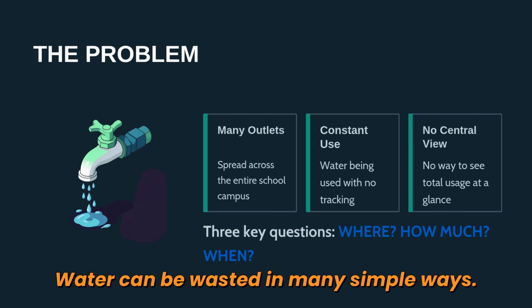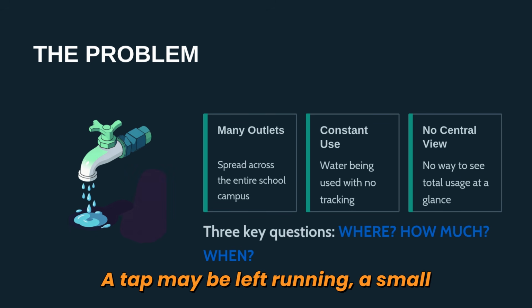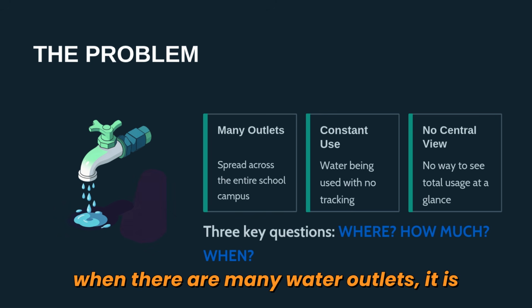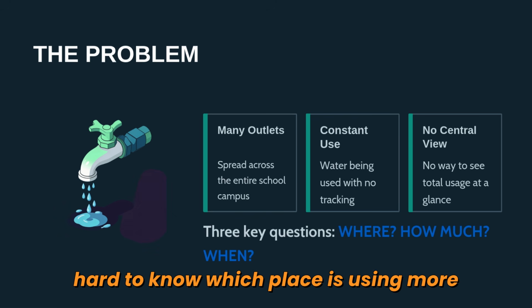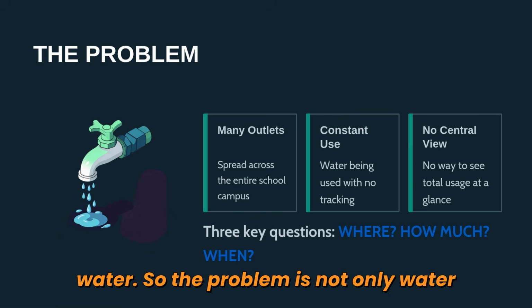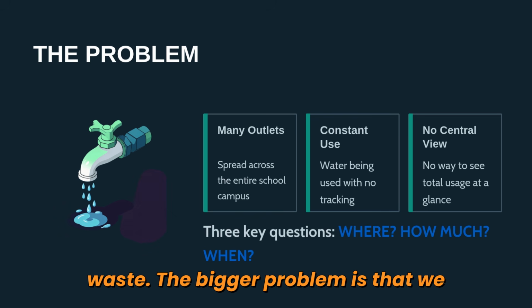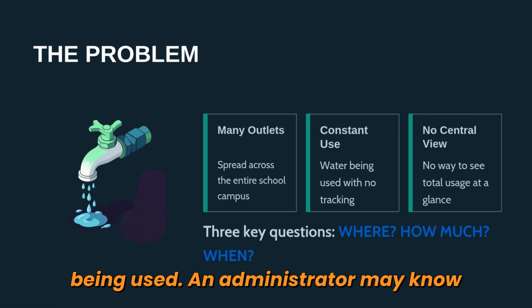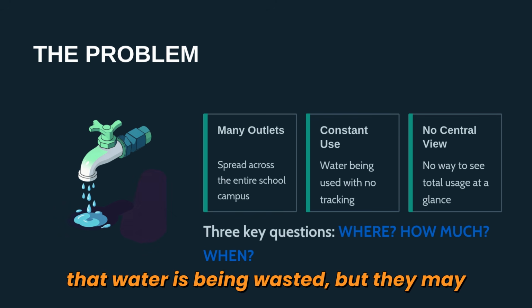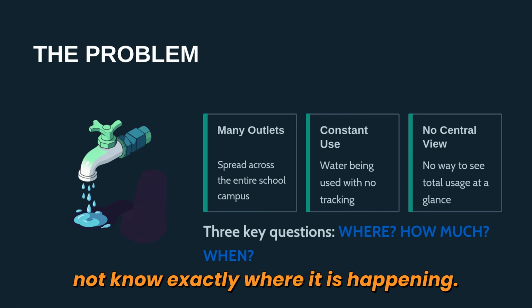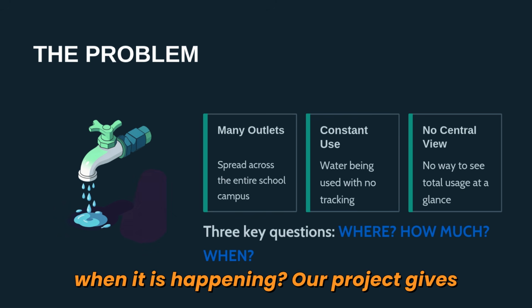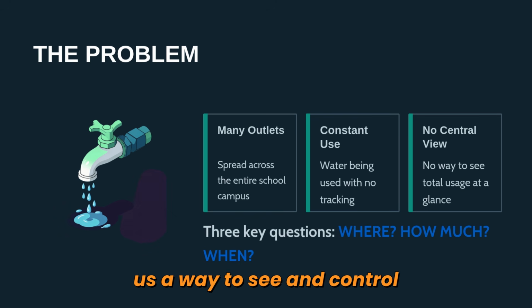Water can be wasted in many simple ways. A tap may be left running, a small leak may continue for a long time, and when there are many water outlets, it is hard to know which place is using more water. So the problem is not only water waste, the bigger problem is that we cannot easily see and control the water being used. An administrator may know that water is being wasted, but they may not know exactly where it is happening, how much is being used, or when it is happening. Our project gives us a way to see and control this.